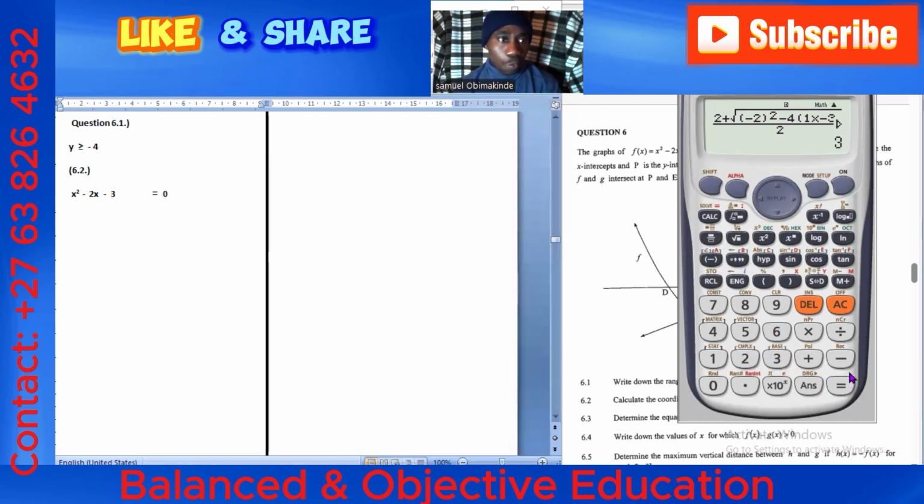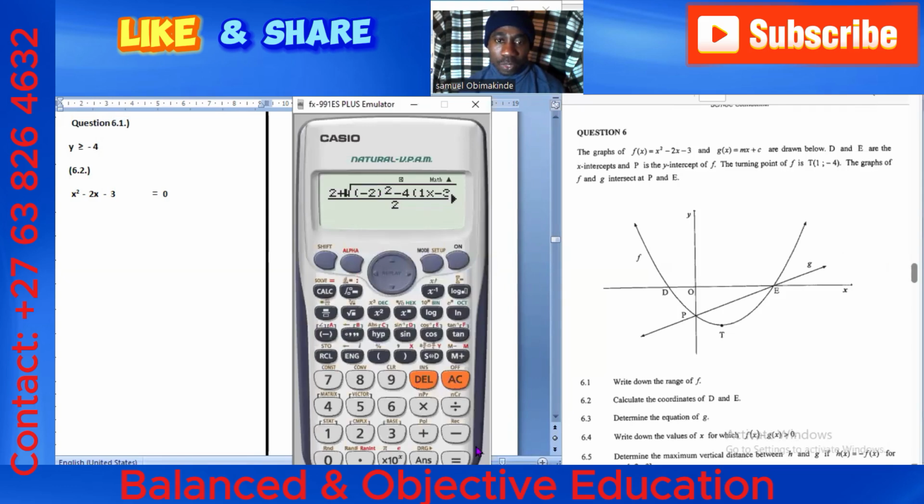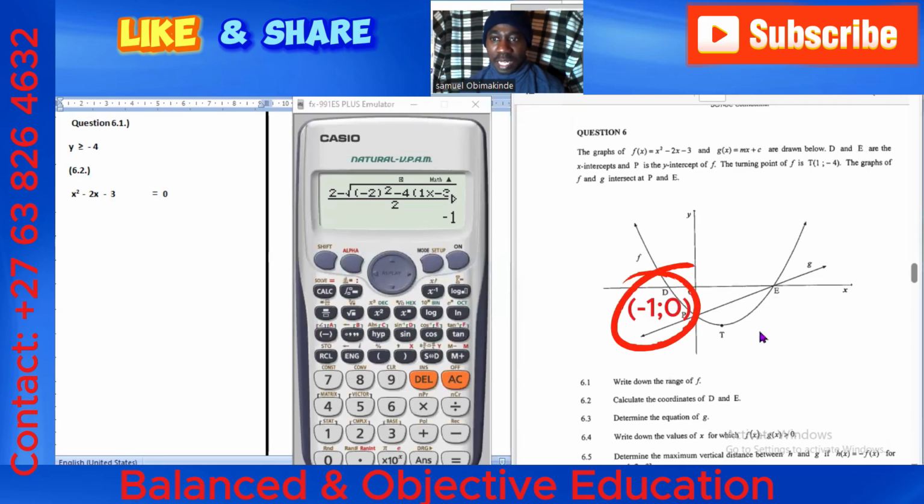So that means that one of the roots of x will be 3. Let's check the second root of x. So the first value of x is 3. Now let's check the value of x when we use the negative sign. The value of x with the negative sign will be -1. So it means the x coordinate at D will be -1 and the x coordinate at E will be 3.